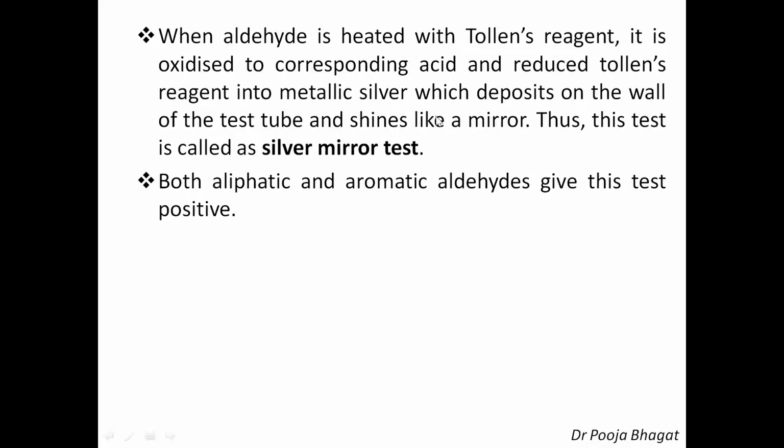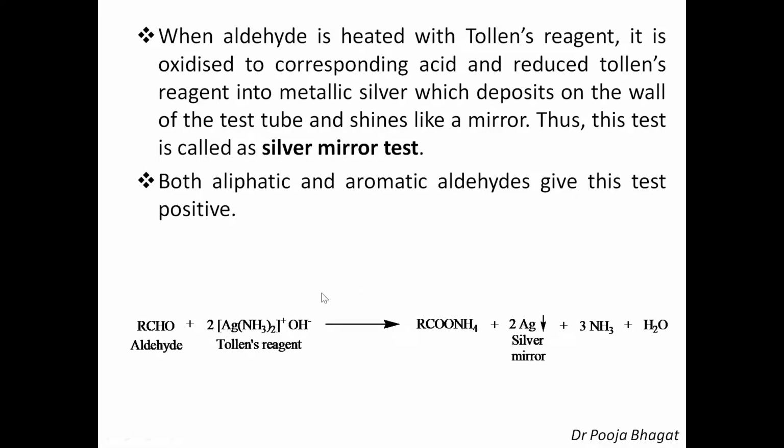This metallic silver gets deposited on the wall of the test tube in which you are carrying out the reaction, and that test tube now shines like a mirror, and therefore this test is also called the silver mirror test. Okay, so first let's see the equation which is involved in this test.